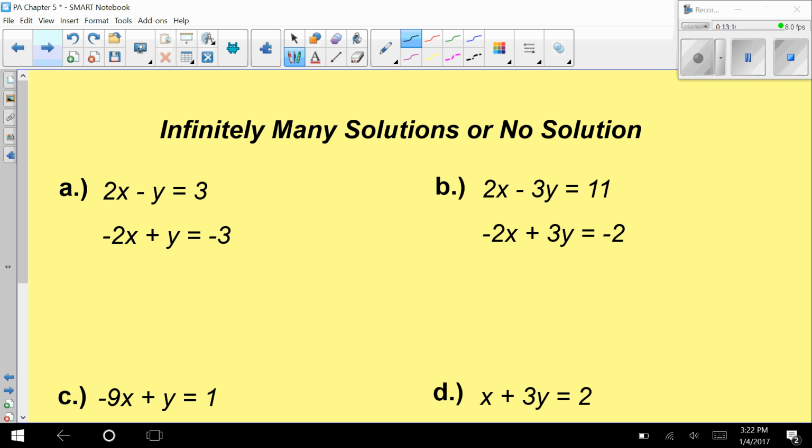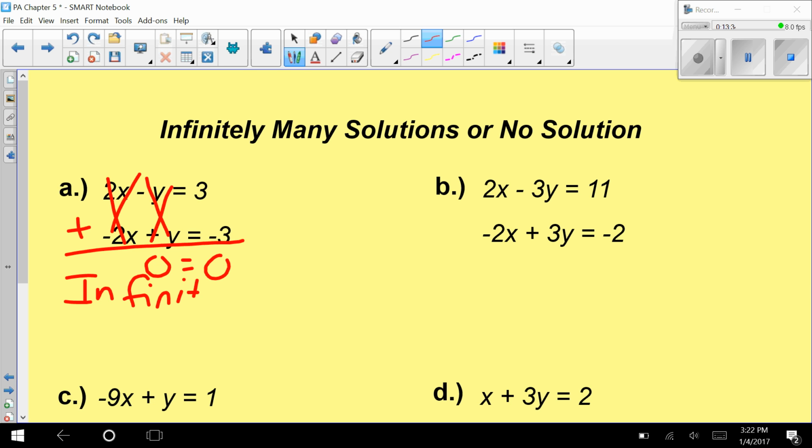For the first one, 2x minus y equals 3 and negative 2x plus y equals negative 3. Notice the x's have the same coefficient but opposites, so I'm going to add my equations together. Well, the x's eliminate. Negative y plus y, that also eliminates, leaving me a 0. 3 plus negative 3 is 0. 0 equals 0. Yes, it does. My solution is infinitely many solutions.